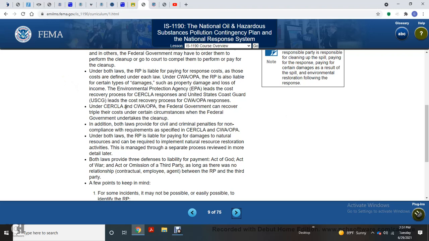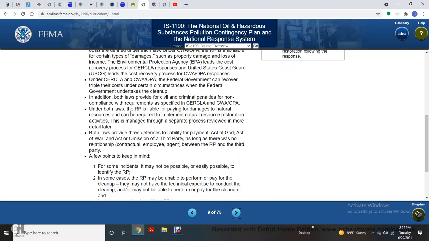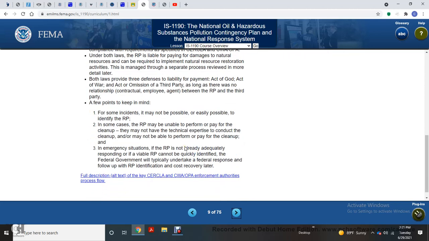In addition, both laws provide civil and criminal penalties for non-compliance with the requirements specified in CERCLA, the Clean Water Act, and the Oil Pollution Act. Under both laws, the responsible party is liable for paying damages to natural resources, and can be required to implement natural resource restoration activities, managed with a separate process reviewed in more detail later. Both laws provide three defenses to liability for payment: act of God, act of war, and act or omission of a third party, as long as there is no relationship, contractual, employee, or agent, between the responsible party and the third party.